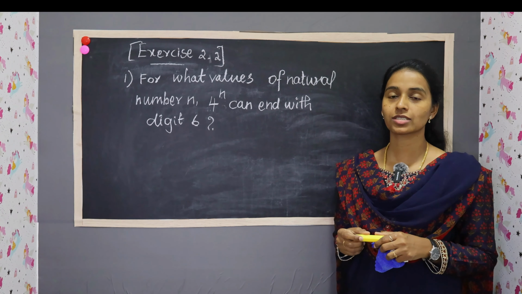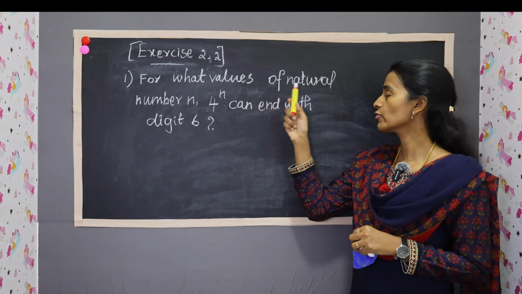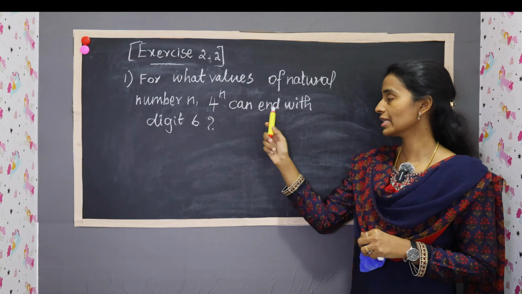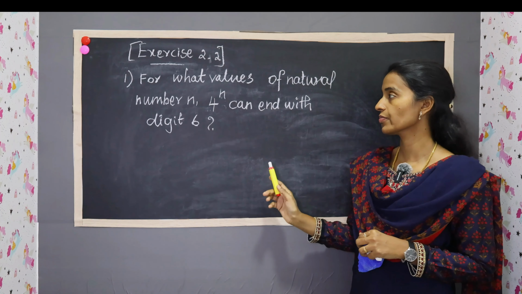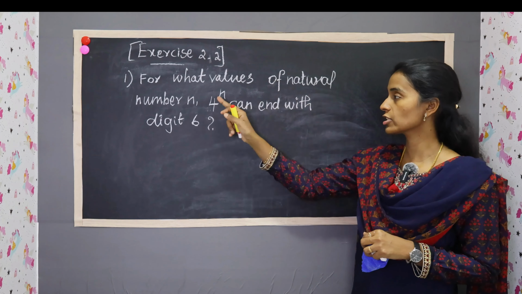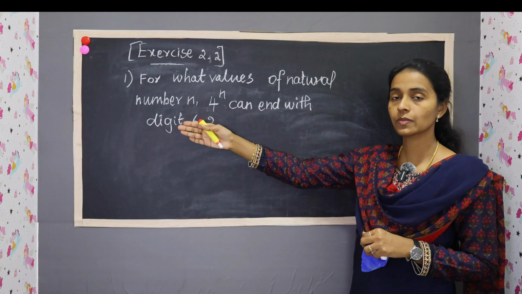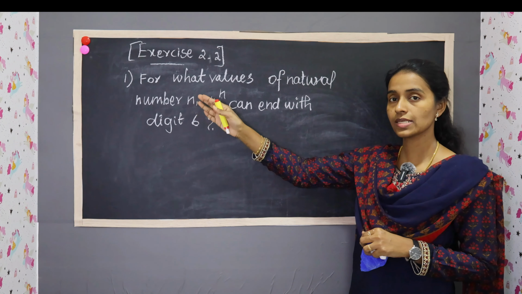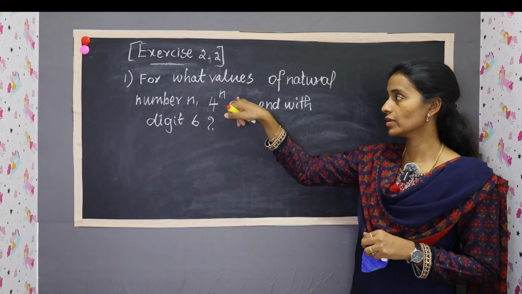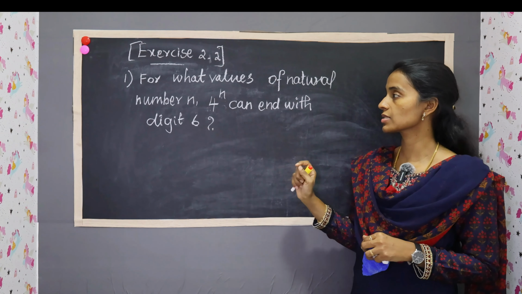Now we can see the question. Here the question is, for what values of natural number n can 4 power n end with digit 6? Natural number means it starts from 1, 2, 3, 4 and goes on.